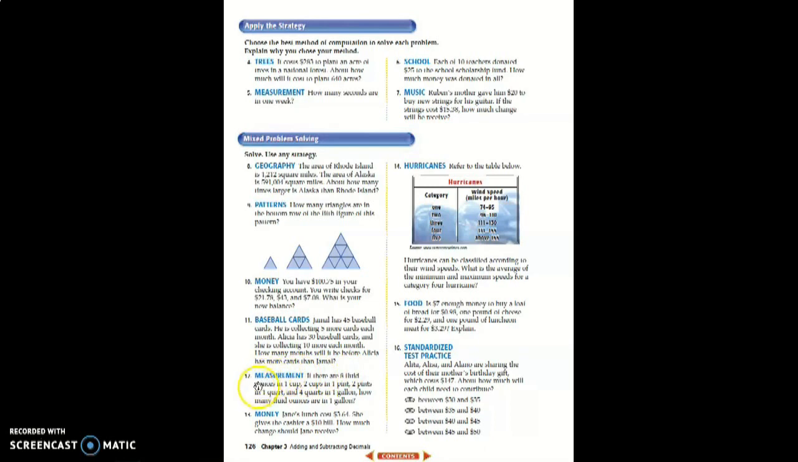12. Measurement. If there are 8 fluid ounces in 1 cup, 2 cups in 1 pint, 2 pints in 1 quart, and 4 quarts in 1 gallon, how many fluid ounces are in 1 gallon? 13. Jane's lunch cost $3.64. She gave the cashier a $10 bill. How much change should Jane receive?